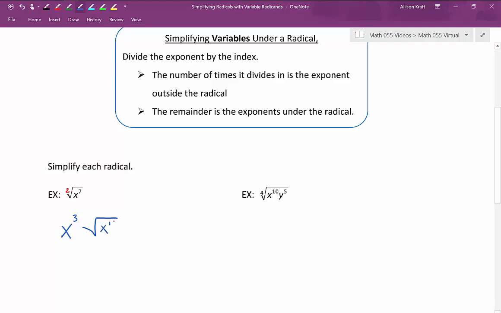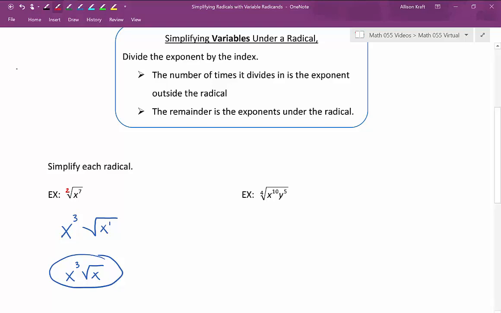Now, of course, we don't need to write that x to the 1st underneath the radical. We could just write the square root of x. I'm just trying to emphasize that that is where the remainder is. This is kind of a shortcut that I've outlined for you. Technically, we are using product rule. We're trying to figure out how many perfect squares live inside x to the 7th.